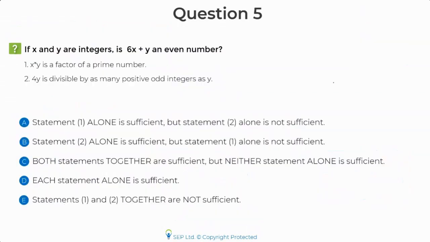Now, here's a 700 level question. So give it your best shot. It's a pure play inference based question that is in front of you. You just need to be able to infer properly. Again, you have 2.5 minutes to solve this.